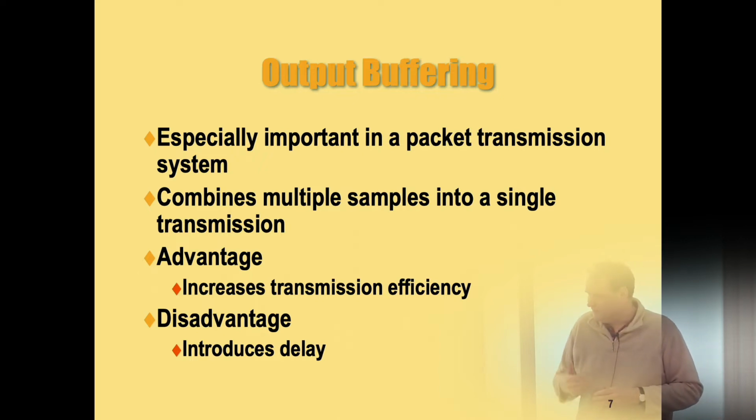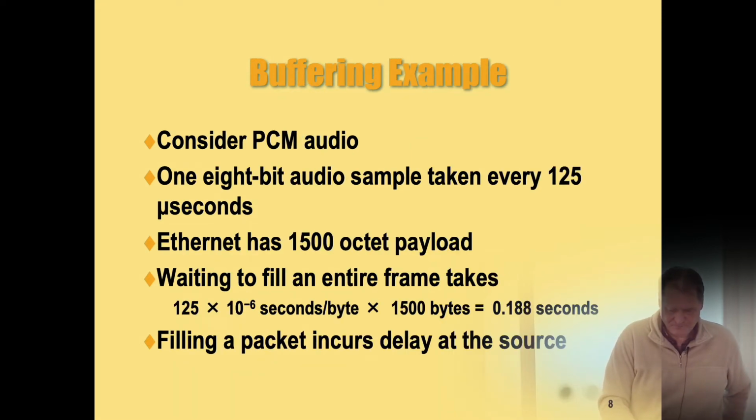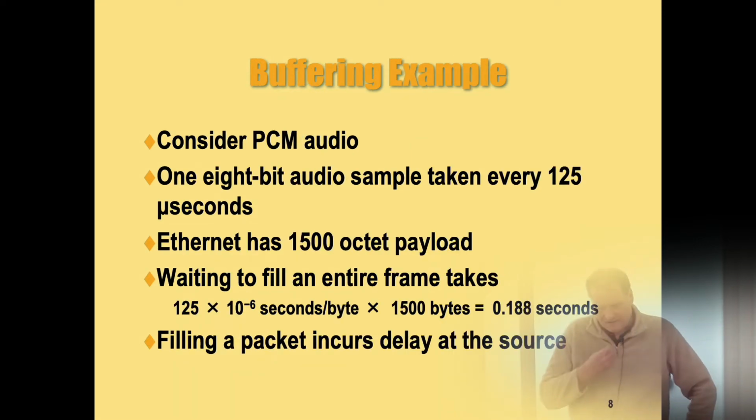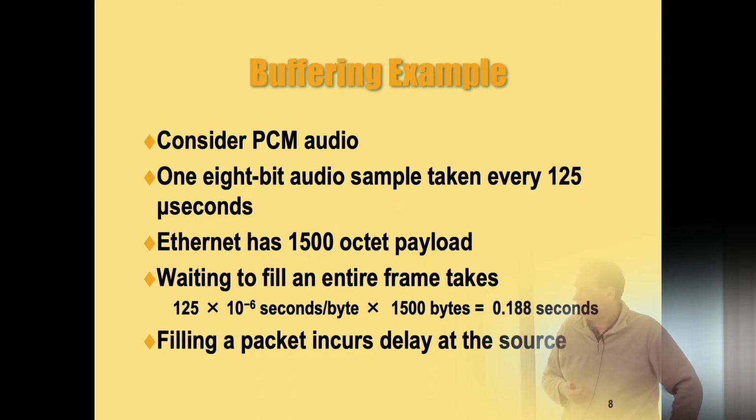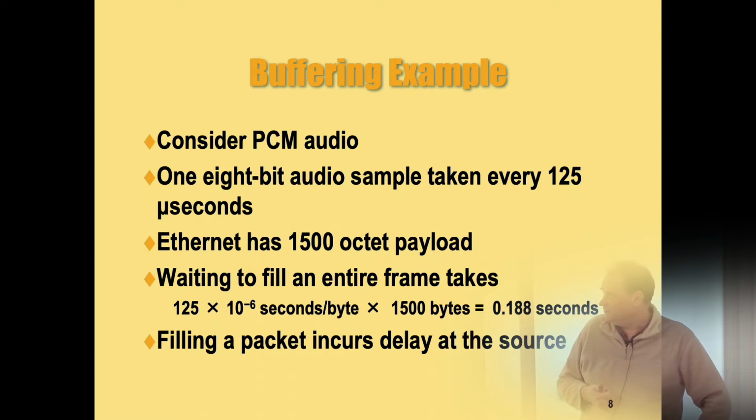But that means while we are gathering these samples, we have a delay. We don't do anything on the network. And then we send a packet. And then there's a long delay again, and then we send a packet. So we introduce delays for each sample then. So here we have an example of that with PCM then. 8-bit, as I said, we sample each 125 microseconds.